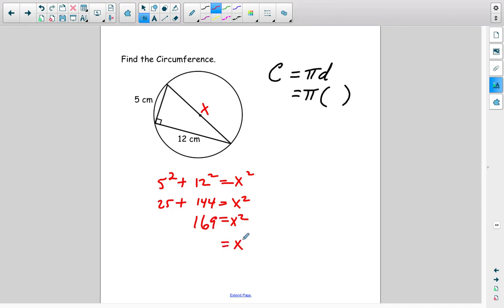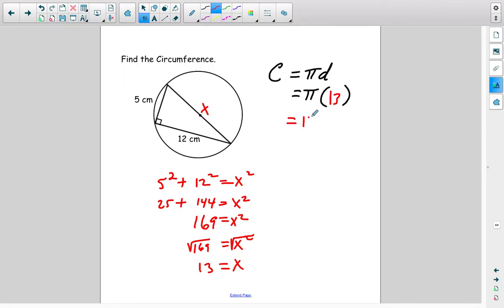Which means that if you take the square root of 169, you're going to get a regular x. Squares and square roots cancel each other out, so you get a regular x. And the square root of 169 is 13. That means that this length, this diameter, is 13.